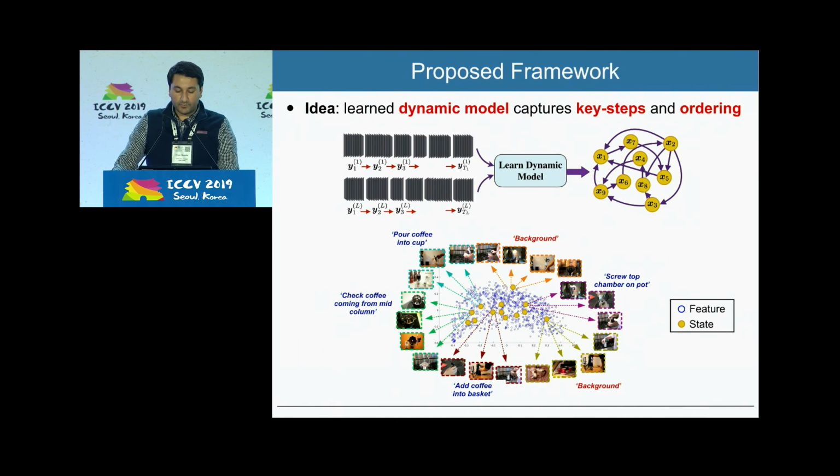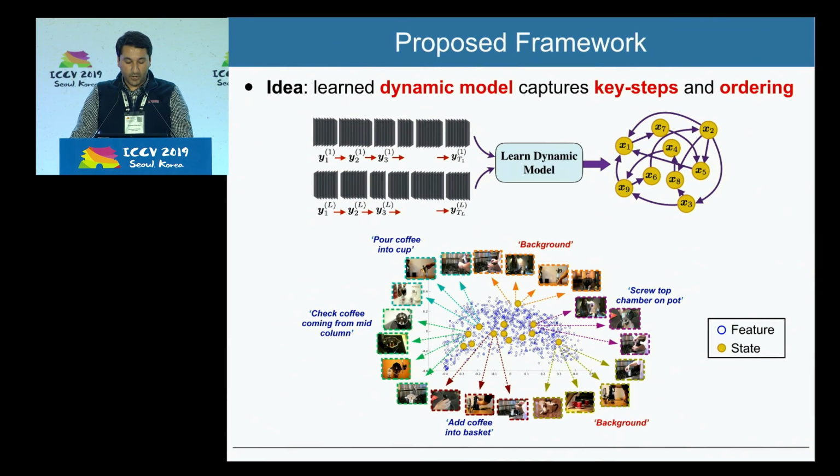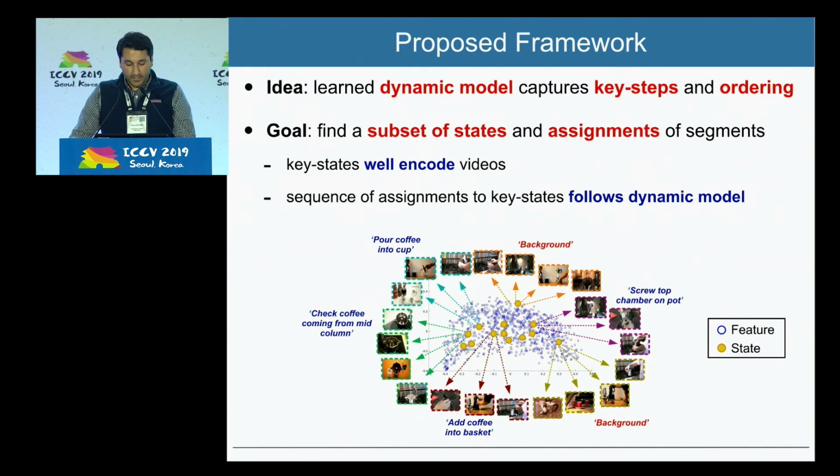The key idea of our work is that a dynamic model learned from time series representations of videos can capture key steps and their ordering. More specifically, in an HMM learned from videos, some of the latent states correspond to key steps and the rest correspond to background actions, while state transitions encode information about their ordering. Thus, our goal is to find a subset of states and assignments of video segments to them that will represent videos and follow the dynamic model.